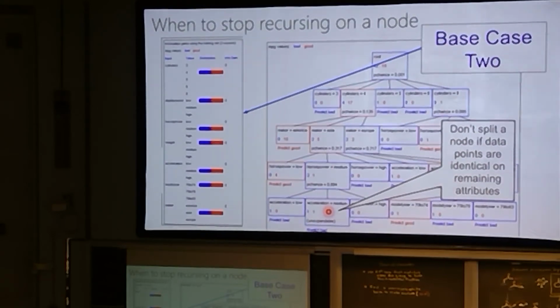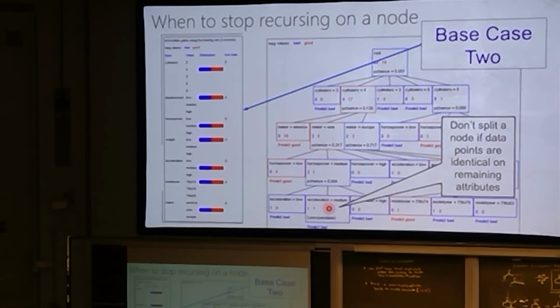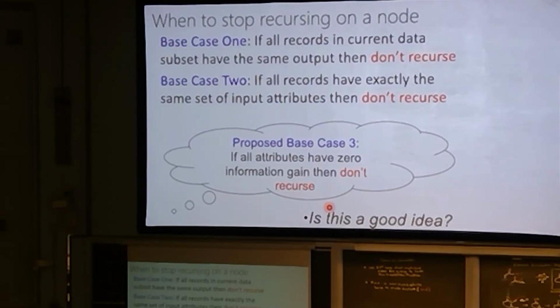In the first case, it's good because you have this pure node. In this case, you don't have any more features that will let you partition the space anymore, because all the feature values are the same. Okay. So that was these two, and no one would dispute these.